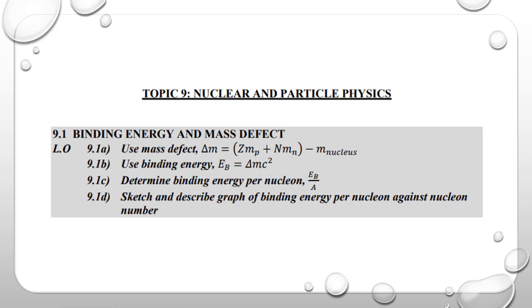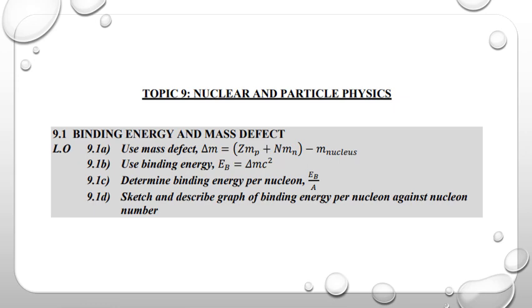Topic 9: Nuclear and Particle Physics. In this chapter, there are 3 subtopics altogether. However, we are just going to focus on 2 subtopics in tutorial. First subtopic is binding energy and mass defect, and second subtopic is radioactivity.